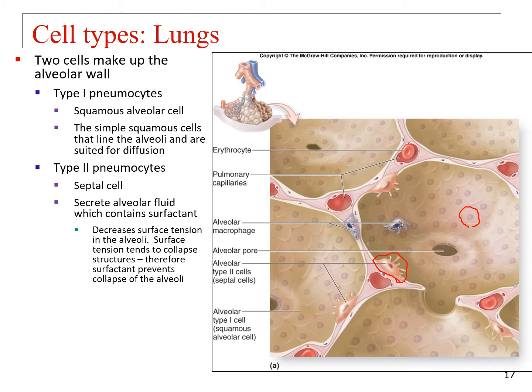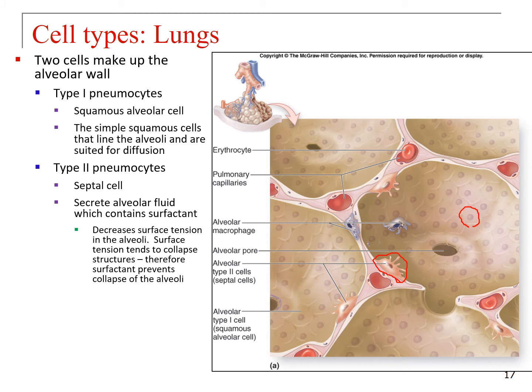And so these water molecules are trying to come together, and as they come together, they tend to collapse structures. If you blow a soap bubble, the reason they pop is because surface tension draws the water in the soap bubble together. And so if the alveoli are left without any surfactant, then they will tend to collapse. And so the surfactant decreases surface tension and keeps the alveoli from collapsing.